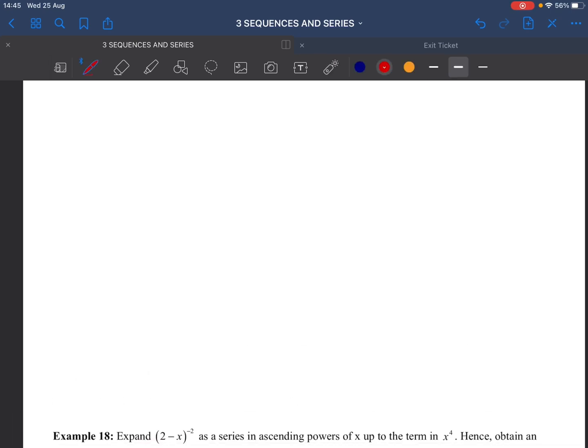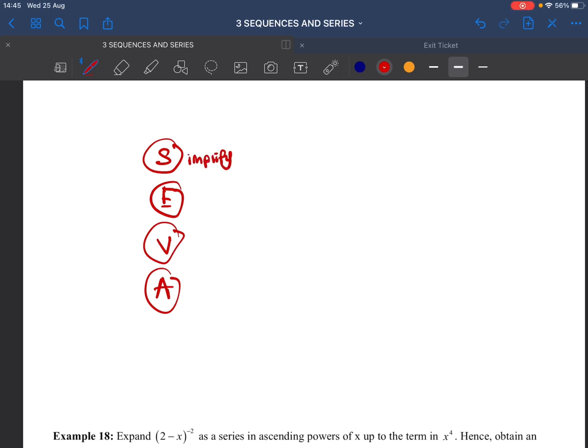Okay, kita tulislah apa stepnya. Ada 4 step, 4 big step. The first one kita sebut sebagai SAVE. Okay, SAVE. So the first S is simplify. Okay, simplify. So what does it mean by simplify? Simplify is you have to make sure your A is 1.